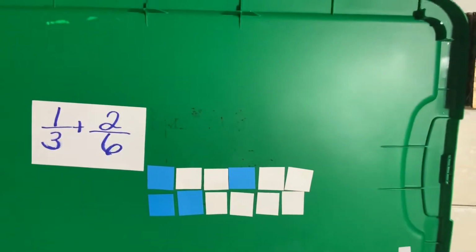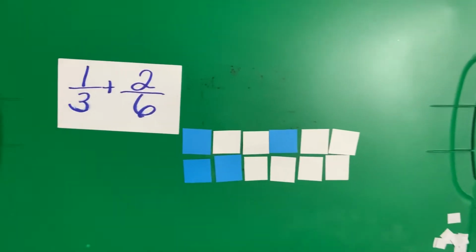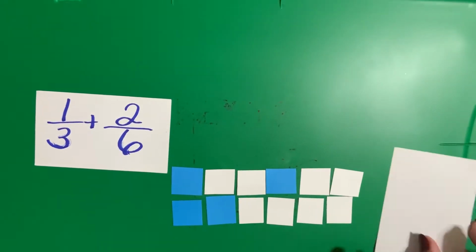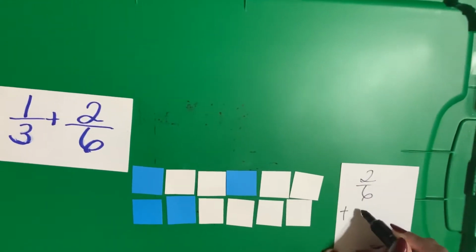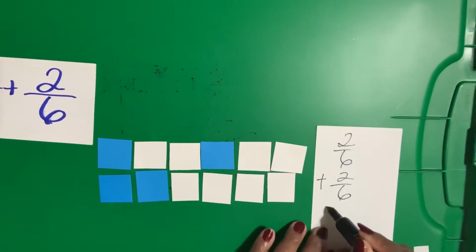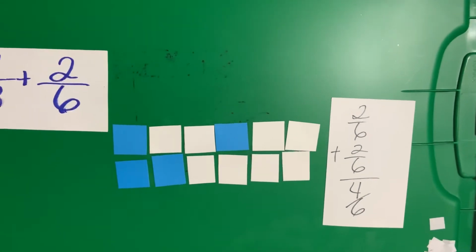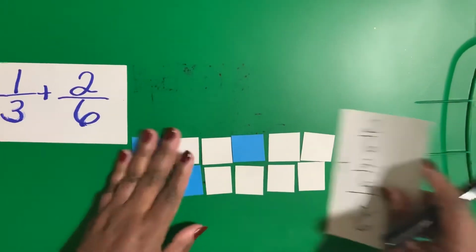Okay, over here, the equivalent fraction for 1/3 is now 2/6. So we have 2/6 plus 2/6 equals 4/6. So we did all of that without finding the least common denominator. Now let's look at this even further to the representational. So I just showed you the concrete.